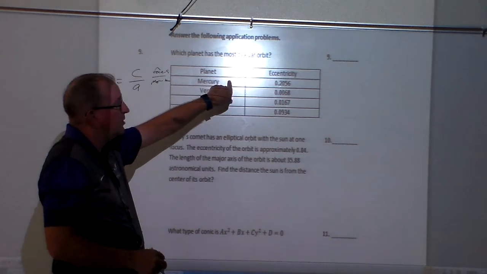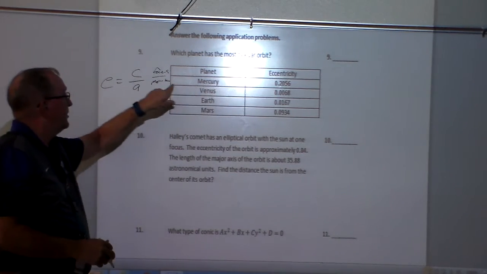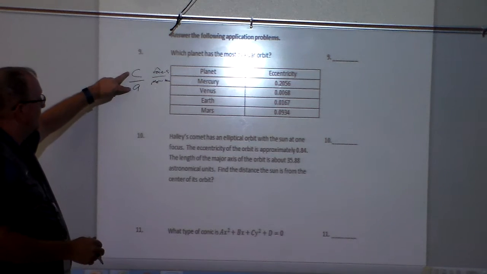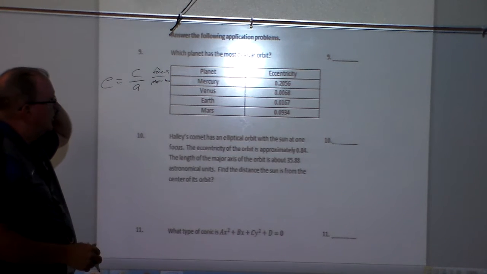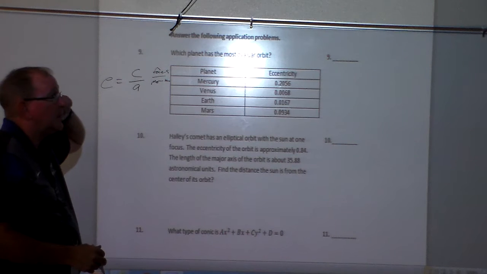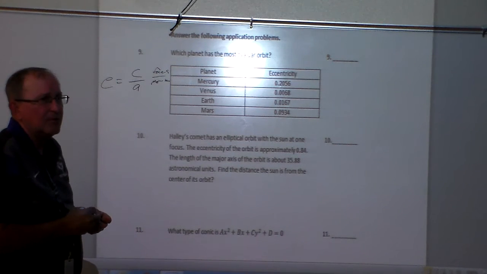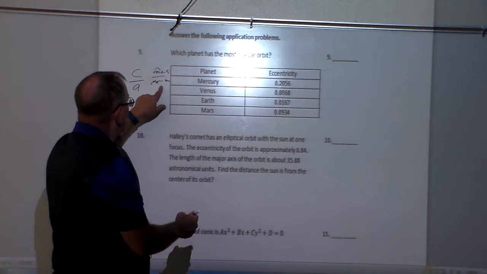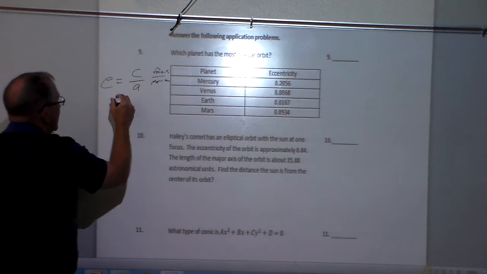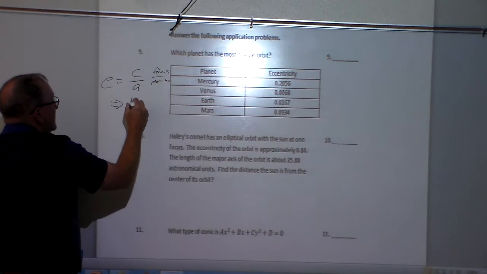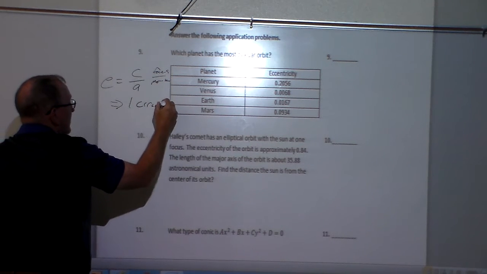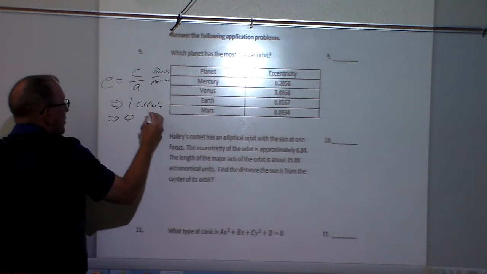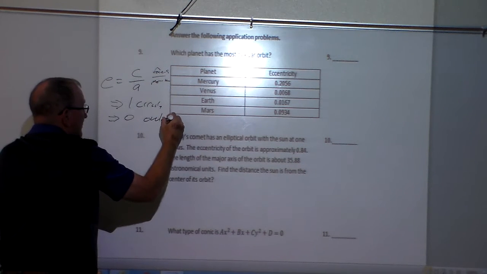Okay? And here's what we know. If we divide these, think about this right here. If they're closer together, the number is going to be, how you say, very close to 1. Makes it very circular. So the closer this is to 1, the more circular it is. All right? The closer it is to 0, the more ovular it is.